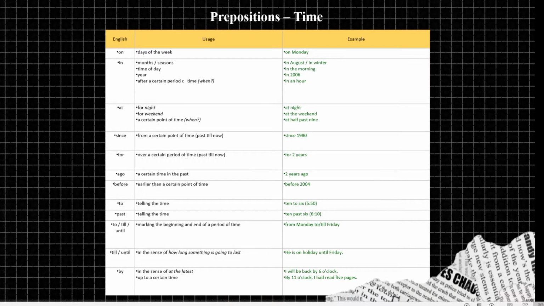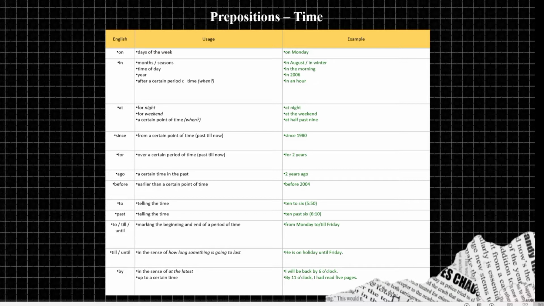Preposition of time. To refer to one point in time, use the prepositions in, at, and on. First, on. Use on with days. Example, on Monday. I work on Saturdays. He does laundry on Wednesdays.